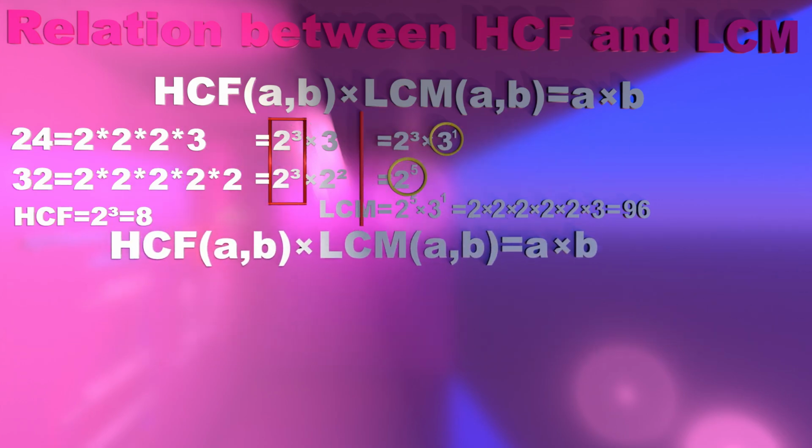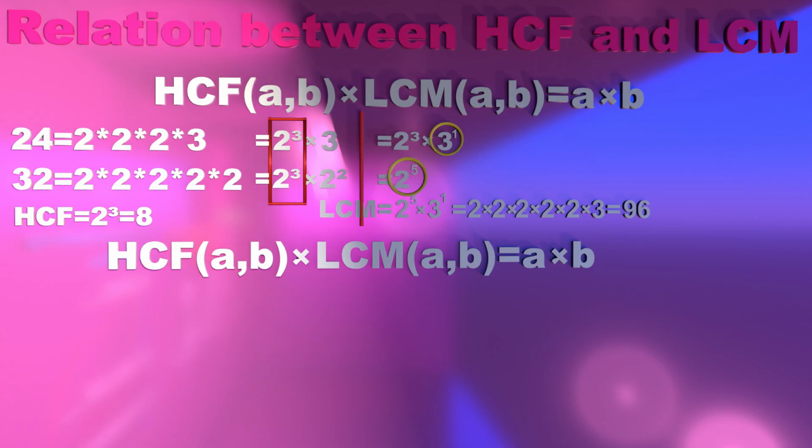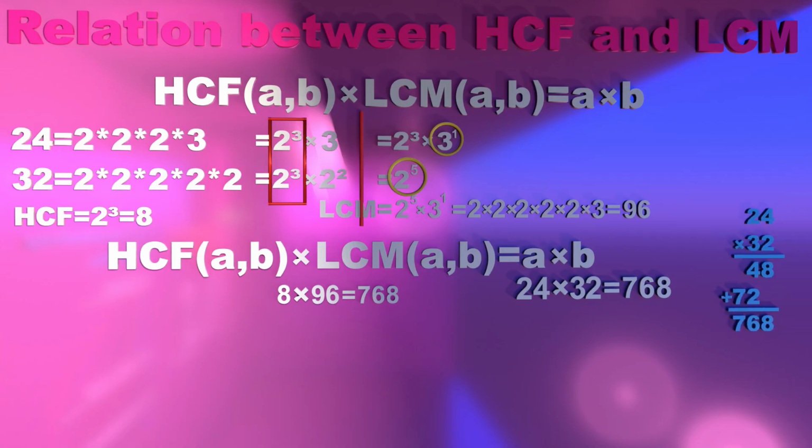Now let's see what we get after multiplying HCF and LCM. So HCF is 8 and LCM is 96. By multiplying them, we get 768. Now we will multiply first and second number, and this time we will also get 768. Means the product of HCF and LCM of a and b is also equal to the product of a and b.